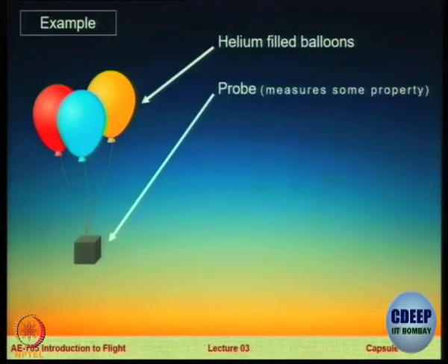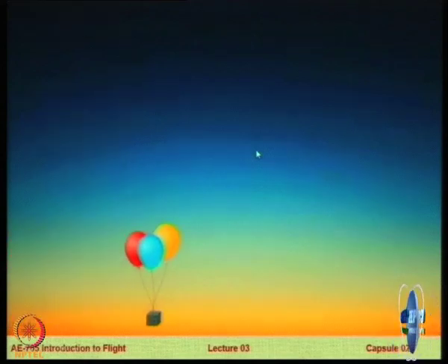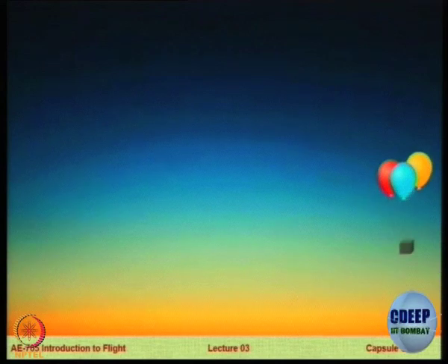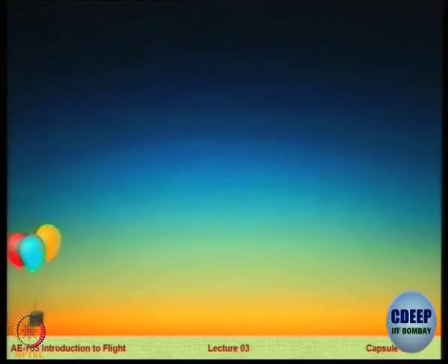Now let us see another example of a Lagrangian approach. Assume that we have these helium filled balloons which are carrying a small payload. The payload could be a probe or a sensor which measures some property. It could be, for example, humidity or temperature or pressure, any parameter. So now what happens to this particle is that as a function of time, it is moving.